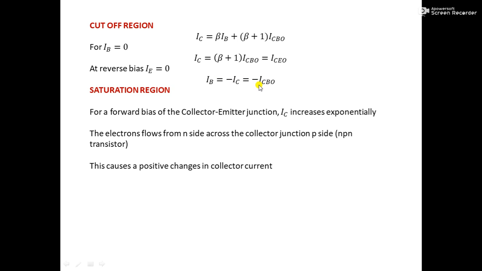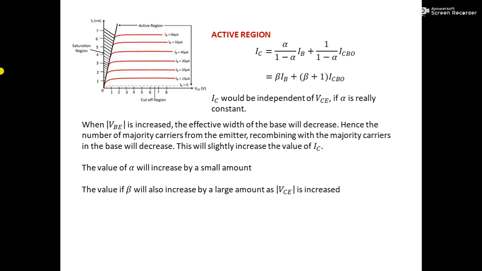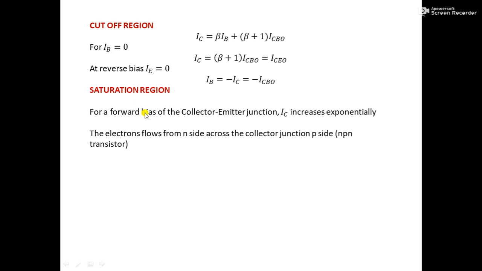Both the junctions should be kept at reverse bias conditions. The next is the saturation region, the region of the curves to the left of the line. Let's move to the curve. This region is the saturation region, the region of the curves to the left of the line, and consider that VCE, the collector to emitter voltage, is slightly positive.